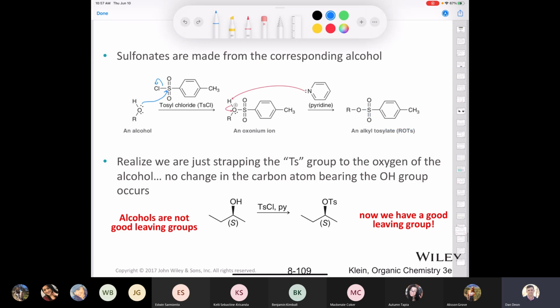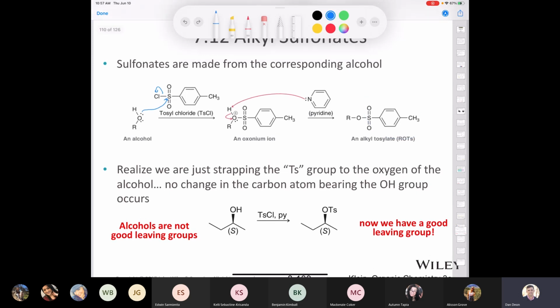So if you're wondering, well, I'm tired, what's the point of all this? The point is that every substrate we've seen up to this point was an alkyl halide. It was just a chloride or a bromide or an iodide. Well, now we spent a lot of time in chapter 12 talking about what? Alcohols. So now we're going to learn a way to take an alcohol and make it into a good leaving group, so that we could do substitution or elimination reactions on it.